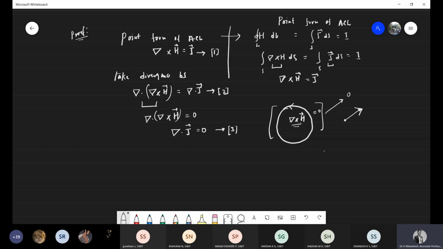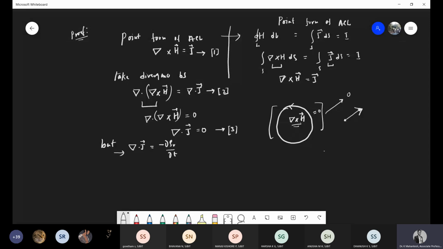Because divergence of curl is equal to 0. But what is del dot J? What is del dot J for time varying fields? Using the continuity equation, it is minus dou rho v by dou t. But del dot J is equal to what? Minus dou rho v by dou t.